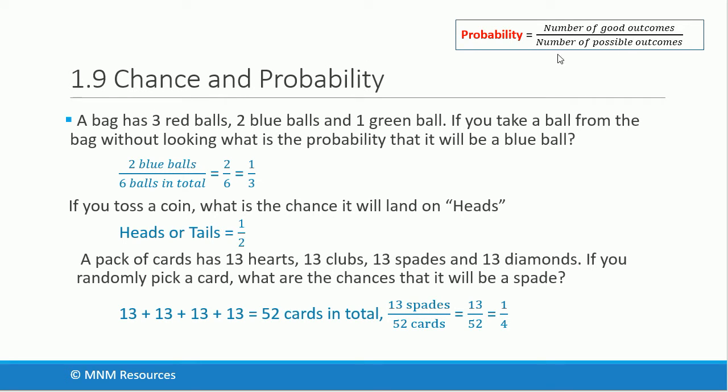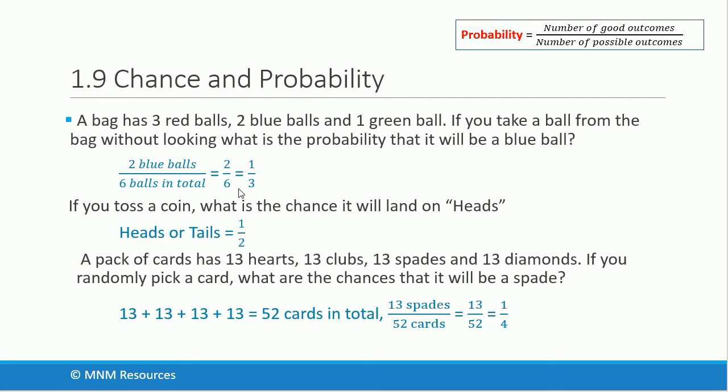So the number of possible outcomes is 6 balls. What is the probability of getting the blue ball? How many blue balls are there? There are 2 blue balls. So there's a chance of you picking out a blue ball twice, because there are 2 blue balls out of the 6 balls in total. So your probability is 2 by 6.